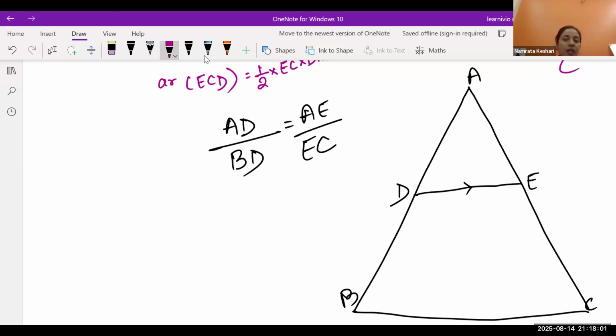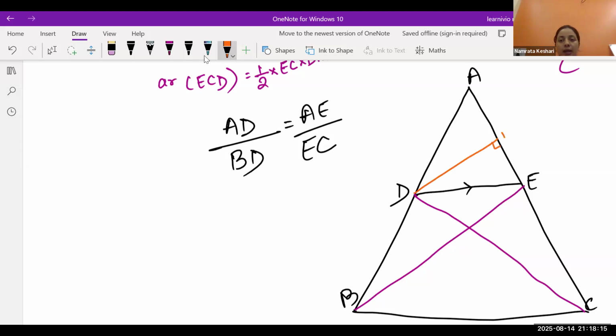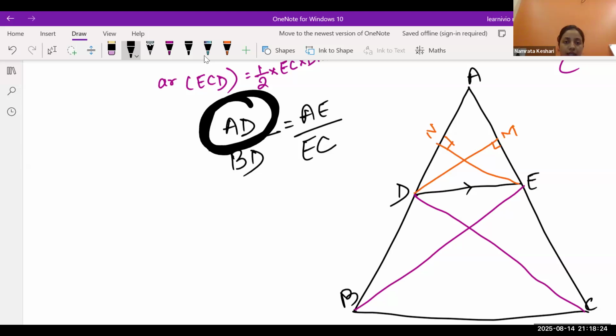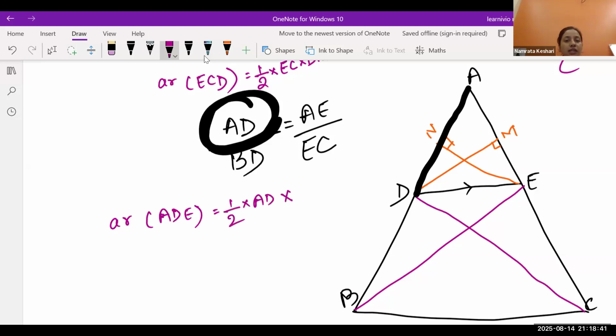Okay, now for that you need to do one construction. The construction you have memorized really well. You are joining D with C, you are joining B with E, you are dropping the perpendicular from the vertex D like this, and you are calling it M, and you are dropping the perpendicular from E, you are calling it N. Now quick, you are saying the AD is there, AD. Now you are going to take a triangle where AD you want to take as a base. So area of triangle ADE is equals to 1/2 base is AD, which you want to take, and on this base there is a height, that is EN.